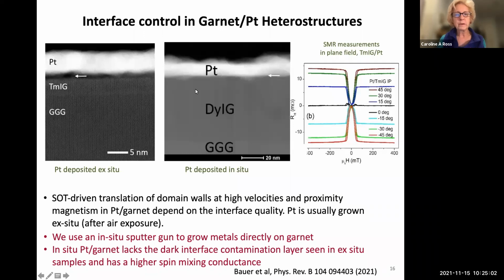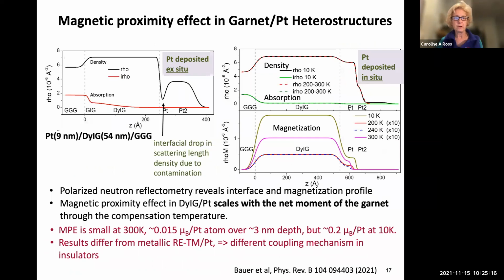And we found that we could eliminate that by growing the platinum directly on top of the garnet in the chamber. And this in situ growth is accomplished by adding a sputter gun inside the PLD chamber. And this has some quite dramatic consequences. For example, if we compare the platinum deposited ex situ, which has the contamination, then when we measure the density of the material as a function of depth, we see this dip, which is due to a carbon-rich layer at the interface between the platinum and the garnet. If we avoid that by growing the platinum in situ, there's no dip.